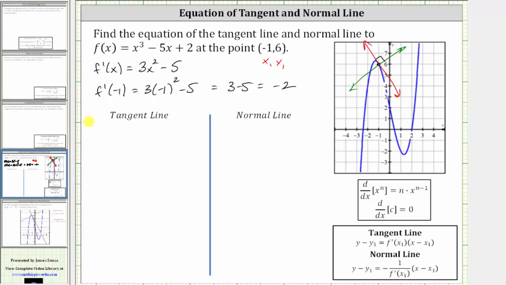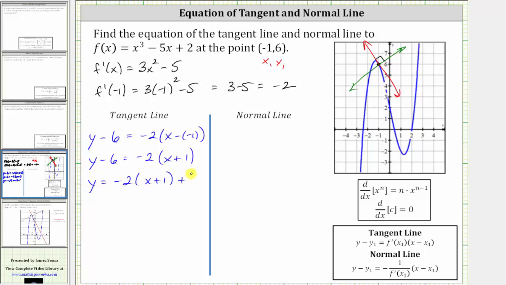So the equation of the tangent line is y minus y sub 1, which gives us y minus 6, equals f prime of x sub 1, which you just found is -2, times the quantity x minus x sub 1, which gives us x minus -1. And now let's simplify. We have y minus 6 equals -2 times the quantity x minus -1, which is equivalent to x plus 1. And now let's add 6 to both sides, which gives us y equals -2 times the quantity x plus 1, plus 6.